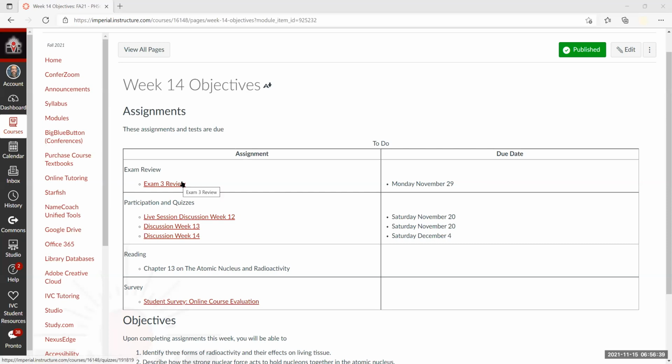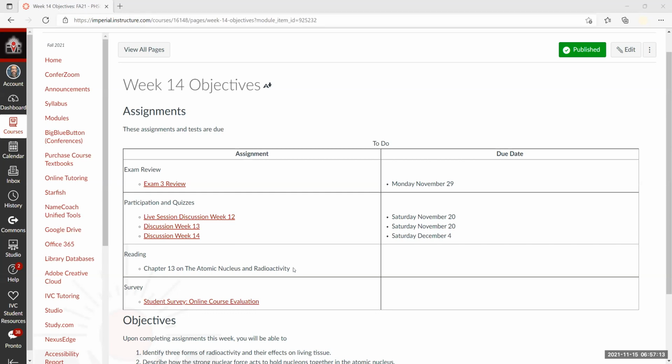We have a review that is due on Monday, November 29th, because the exam is going to be on November 30th, the day after, and that is after Thanksgiving, of course. We have still lingering discussions from the previous weeks, and they are due this Saturday, the 20th. So it's important that you submit them. We also have a discussion that is due after Thanksgiving, on Saturday, December 4th.